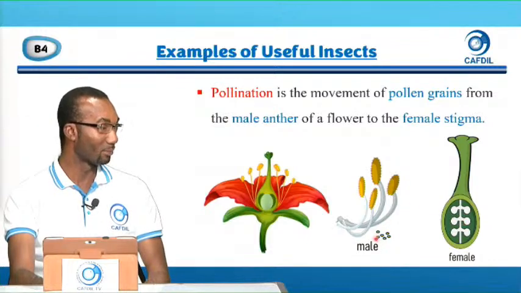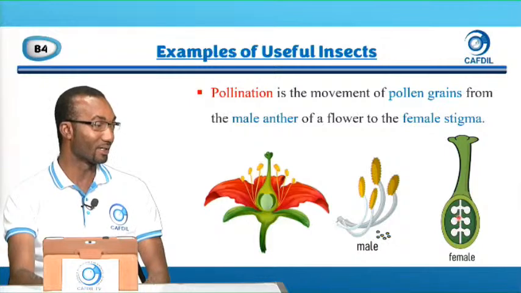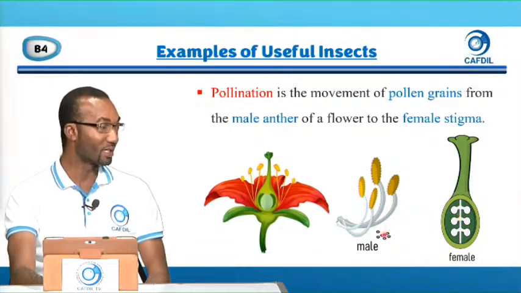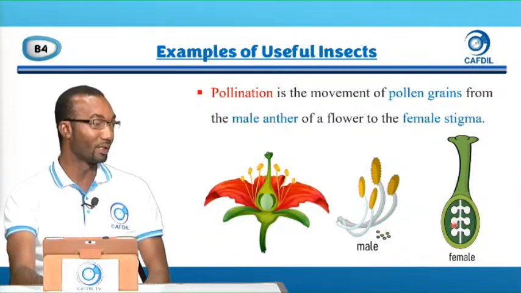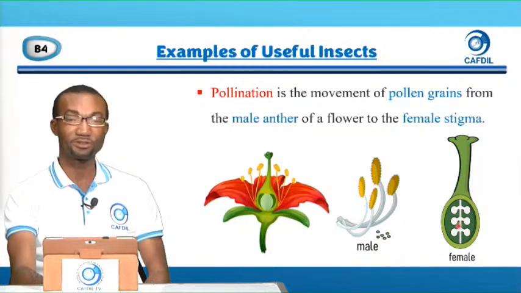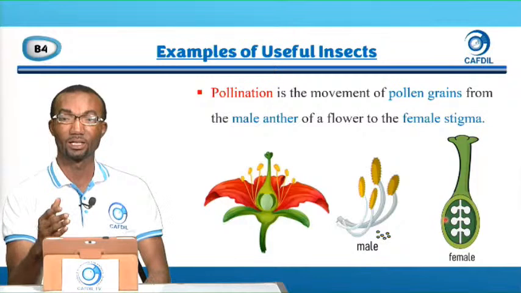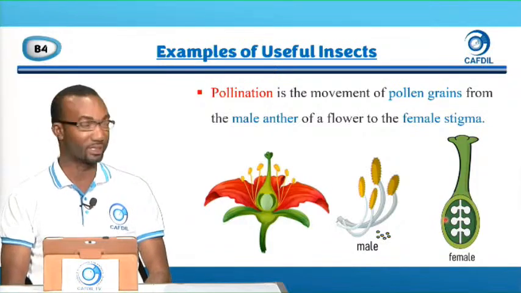So these pollen grains must join the eggs here so that we can get fruits. That is what pollination is about. When the pollen grains join the eggs in the female parts through the stigma, then we have what? Fruits to eat.